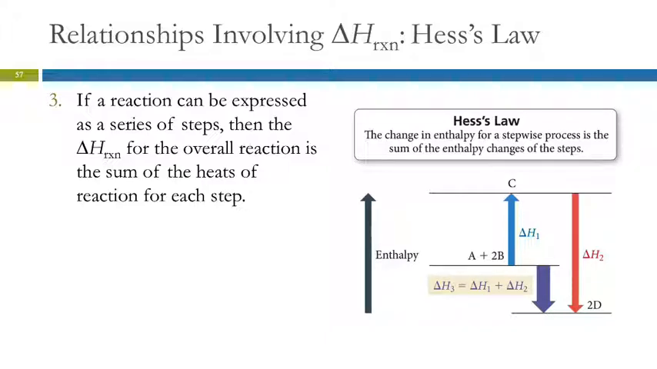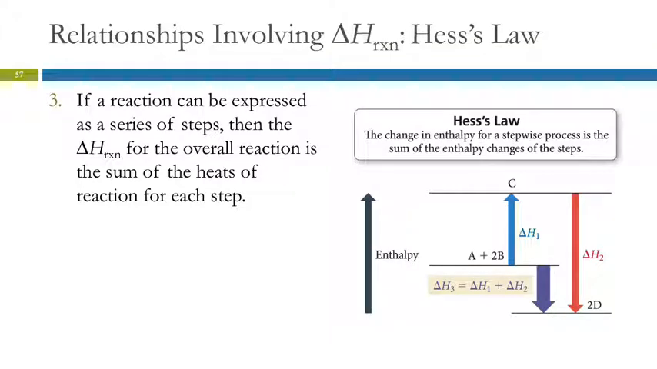So we've got an energy diagram here to help us visualize what's going on. We have A plus 2B reacting to form 2D. That's what we're interested in, but we're not able to measure that directly. But we can measure A plus 2B going to C. We can maybe look that up, and we know delta H for that reaction. And we know delta H for C going to 2D. So let's look at these individual steps.